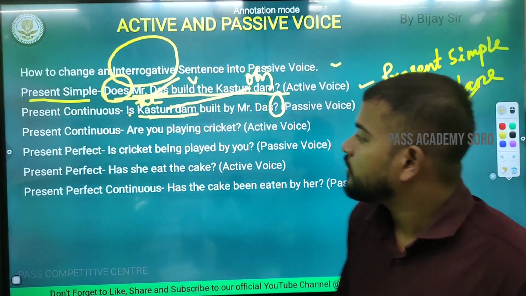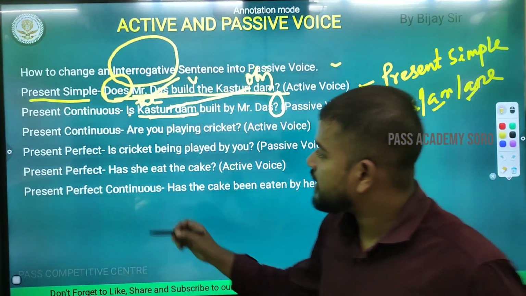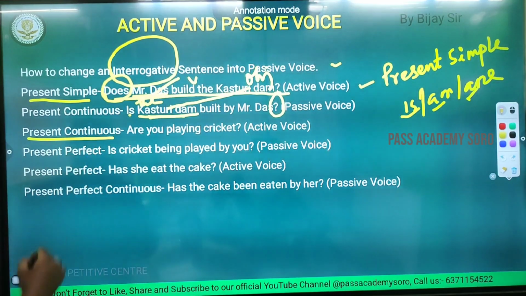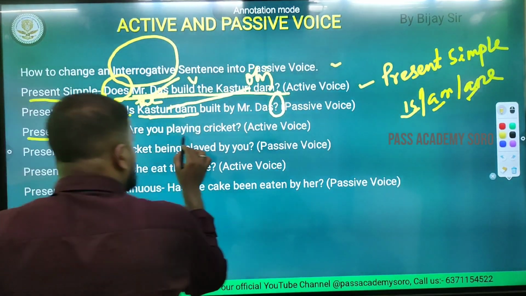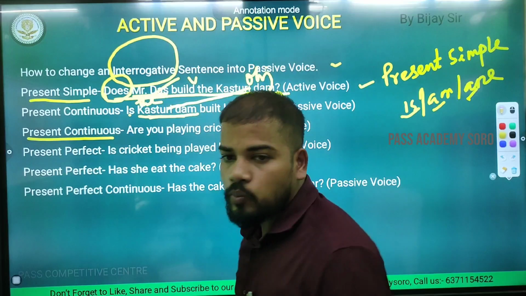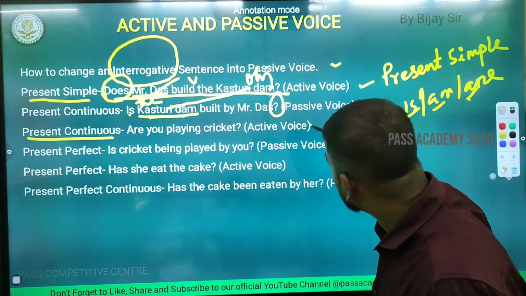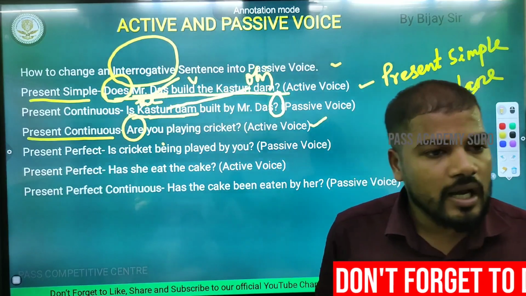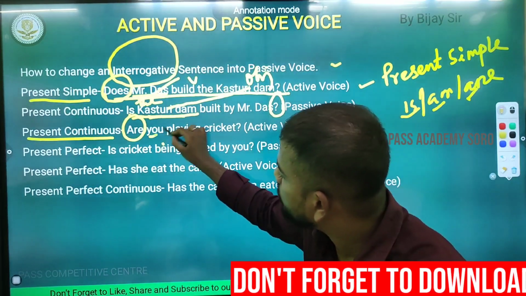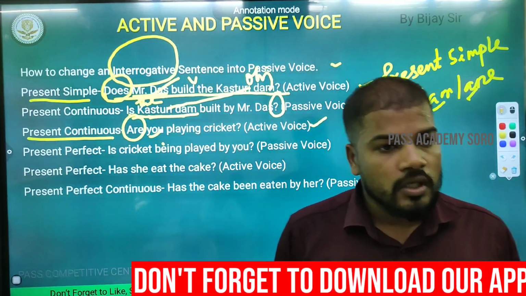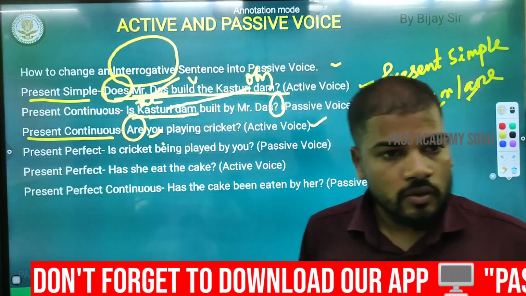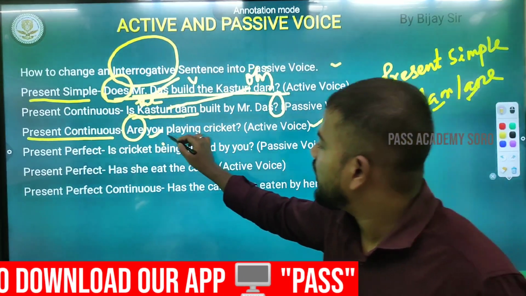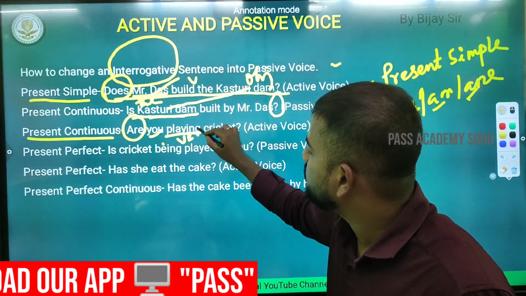Okay. Our next example, dear students, is the present continuous form. Are you playing cricket? Are you playing cricket? And it is in active voice, dear students. Here we use are. Why did we use are here? Because this is second person, we cannot use is or am with you. So we use are here. Are you playing cricket? And it is verb plus ing, right?